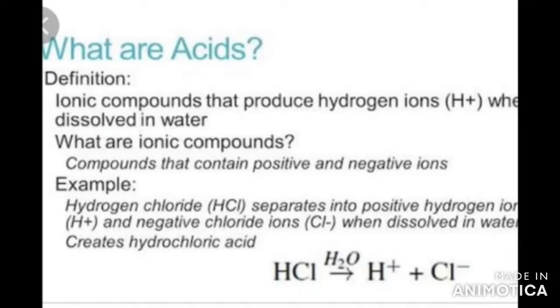Now here is the definition of acids. What are acids? Ionic compounds that produce hydrogen ions when dissolved in water. What are ionic compounds? Compounds that contain positive and negative ions. Example, hydrogen chloride separates into hydrogen ions and negative chloride ions when dissolved in water, creating hydrochloric acid. That is, HCl in the presence of H2O forms H+ and Cl-.